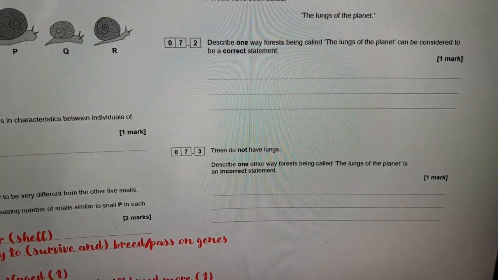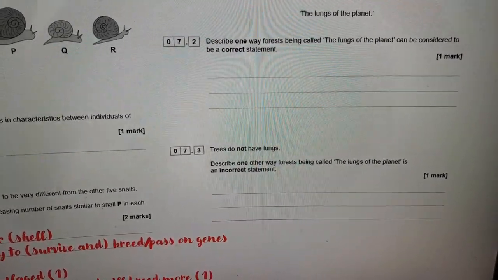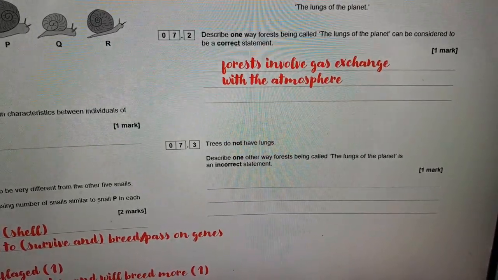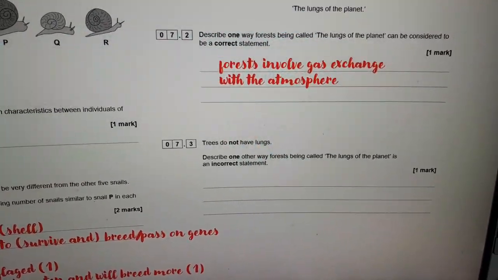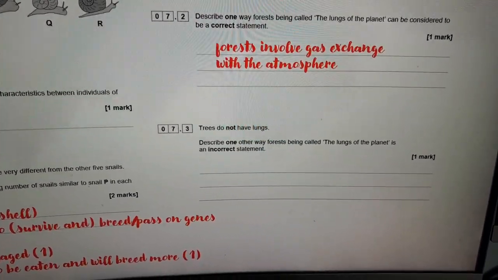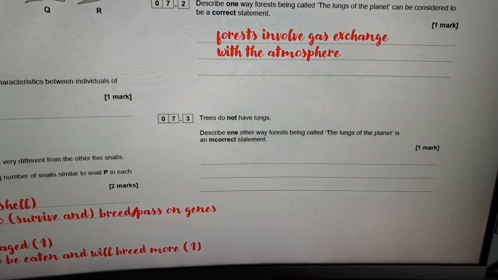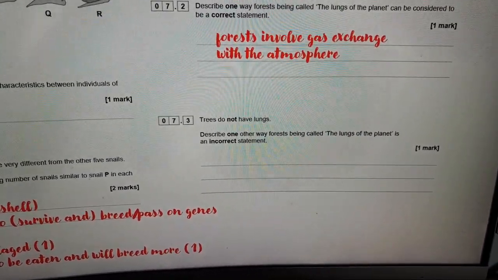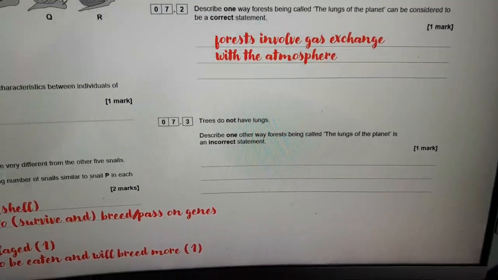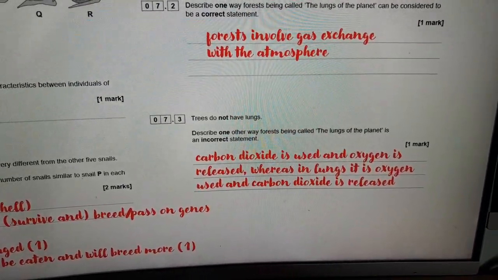Right, let's look at the answers. So why is it correct? Well, because it's about gas exchange. Forests involve gas exchange with the atmosphere, just like our lungs do. So why is it wrong? Well, forests do it the other way around, don't they? They take in carbon dioxide and release oxygen, whereas lungs take in oxygen and release carbon dioxide.